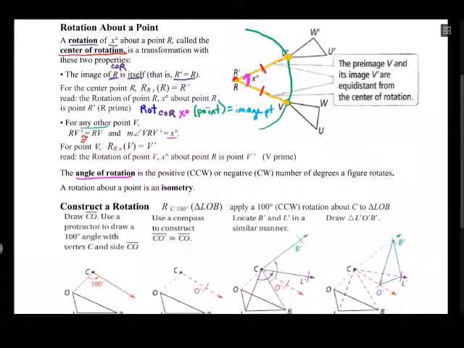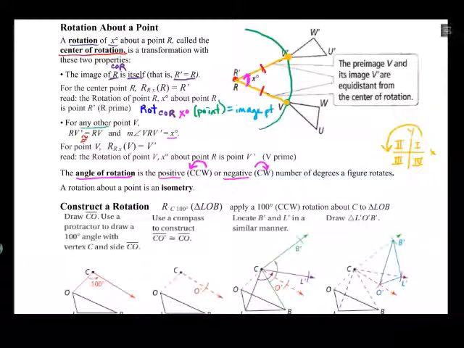Our angle of rotation is positive if we're moving counterclockwise, which is that way, or negative if we are moving clockwise, which goes that way. So it's either a positive or negative number of degrees that we are moving around this circle. Now, why is it positive in the counterclockwise direction? Think of our coordinate plane. Here's quadrant 1, quadrant 2, quadrant 3, quadrant 4. When we move around the coordinate plane, we move in a counterclockwise direction.